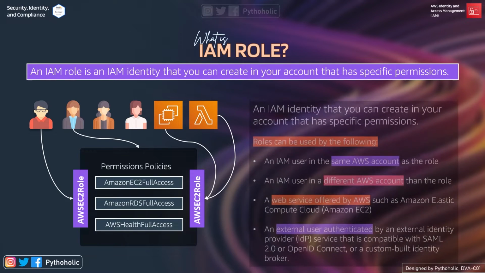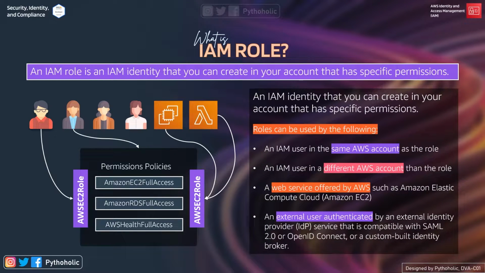But there are certain rules regarding permissions that we need to understand. An IAM identity that you can create in your account has specific permissions. And here we are going to see how the roles can be used and by whom. Roles can be used by the following. First one is an IAM user in the same account as the role. So if you are a user in the same account, you can create a role and attach that role to your user. And with that, you get permissions to work on the individual resources that you want.